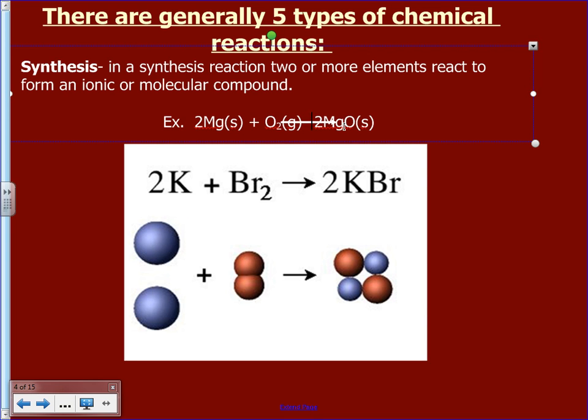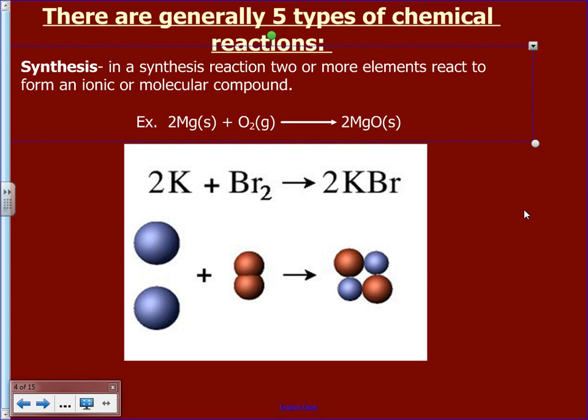Sorry guys, some spacing got messed up there. Okay, so in a synthesis reaction, 2 or more elements, usually elements, it could be a compound and an element, but most of the time it's going to be 2 elements, will react to form a single compound. The key thing here is that 2 things react and form only 1 product, which is why it's usually 2 elements reacting.